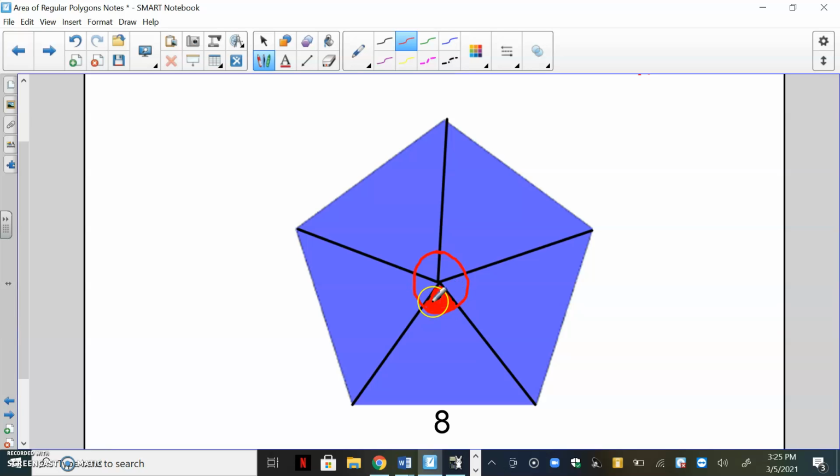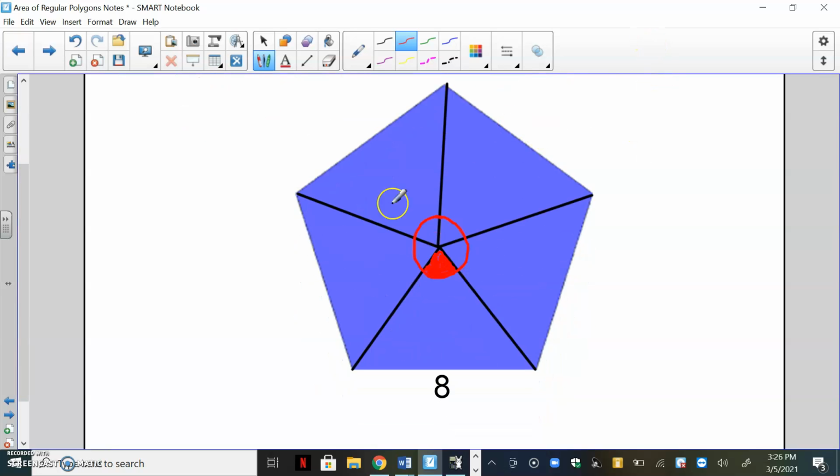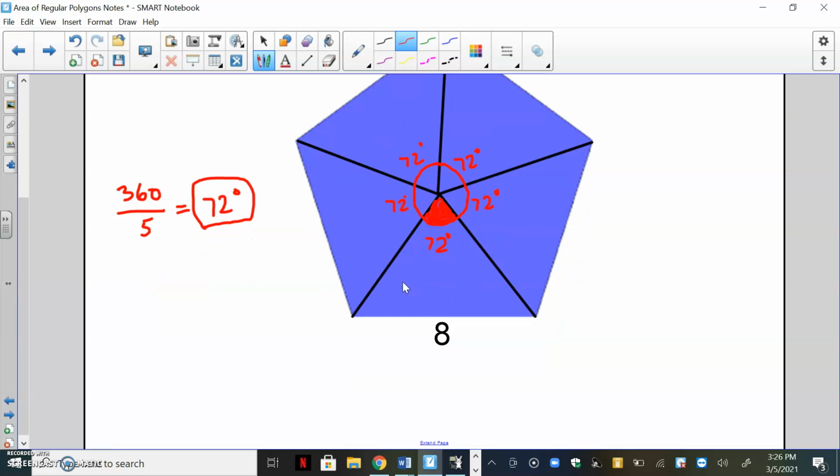To find this one angle, I should do 360 divided by 5 because there are 5 triangles. That's going to give us an angle measure of 72. What that tells me is that each one of these angles is 72 degrees. I'm going to label the one right here. In fact, we could do all of them. These are all central angles. They're called central angles because they all meet at the center. That was step 2.